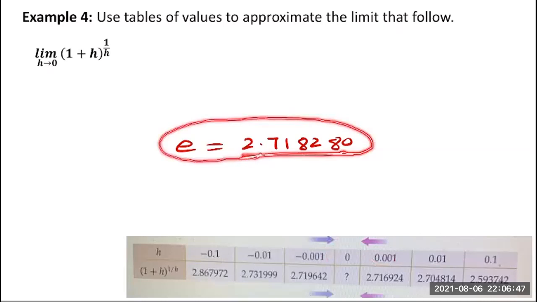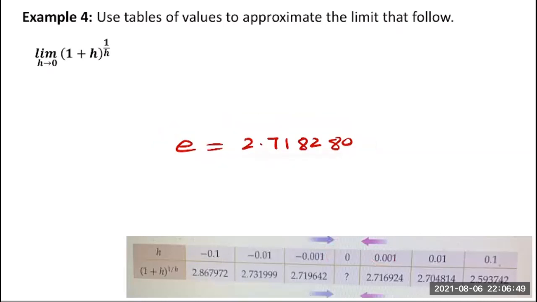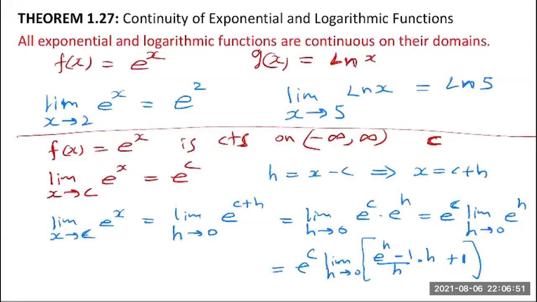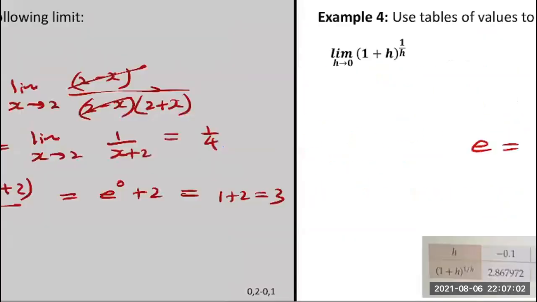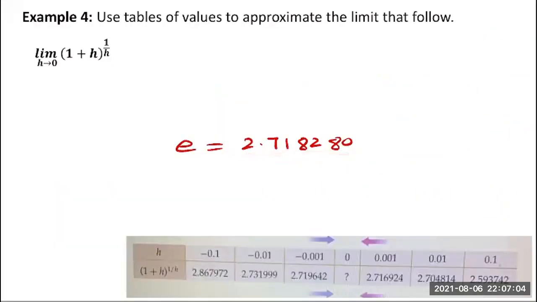Why is this number e? Remember, by this definition, that's the way we define the number e. The number e is the limit as h approaches 0 of (1 plus h) to the power 1 over h. So we have an approximation to the number e. All right, with that, we conclude that section. I will stop there and I'll see you next time.